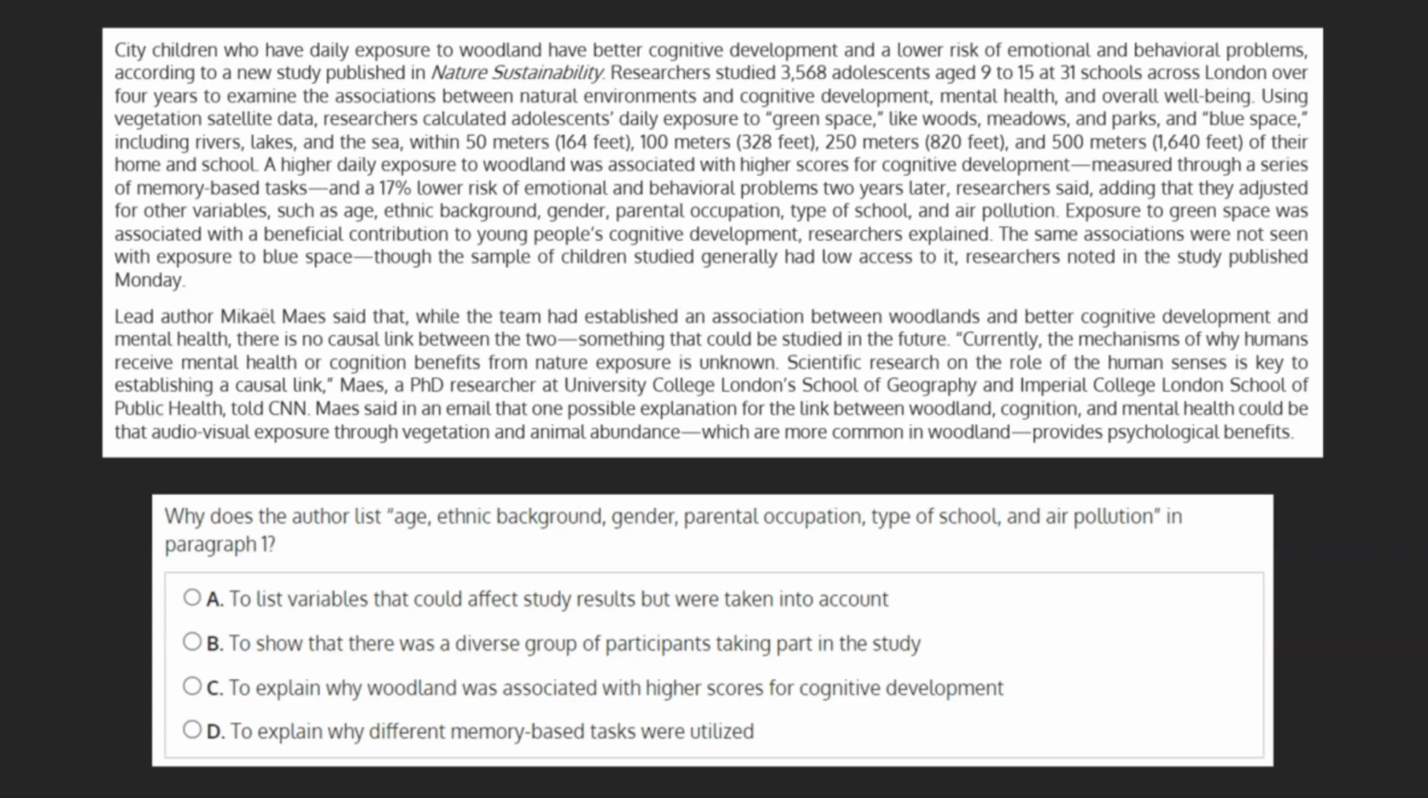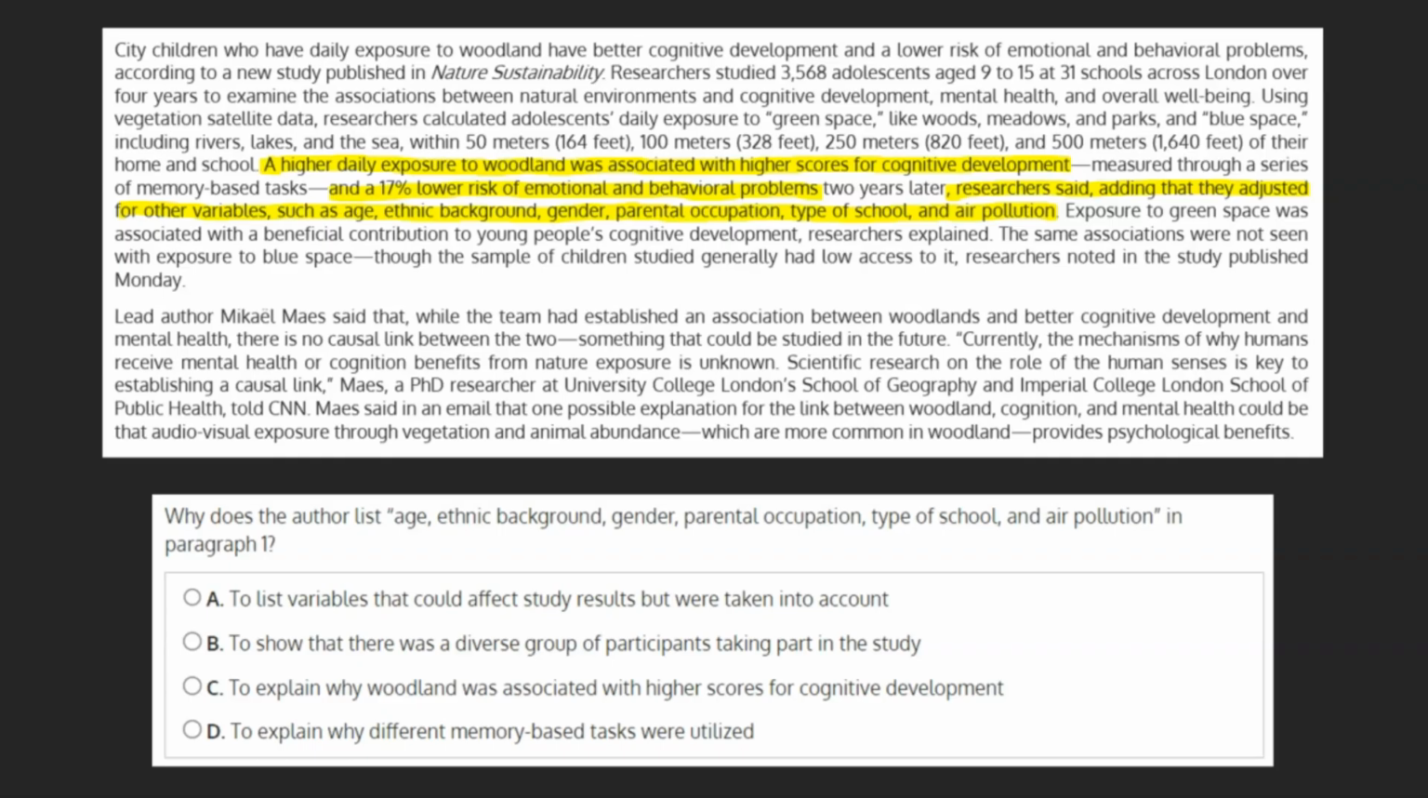Let's begin by locating the context of our keywords in paragraph 1. We see them in the fourth sentence, which tells us that a higher daily exposure to woodland was associated with higher scores for cognitive development and a 17% lower risk of emotional and behavioral problems, researchers said, adding that they adjusted for other variables such as age, ethnic background, gender, parental occupation, type of school, and air pollution.